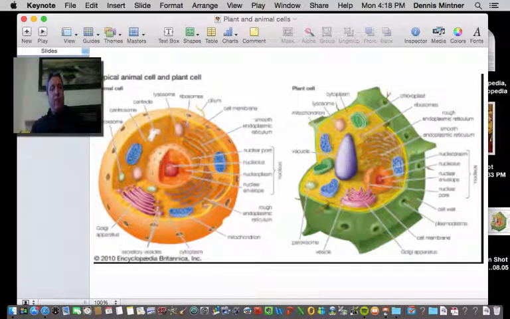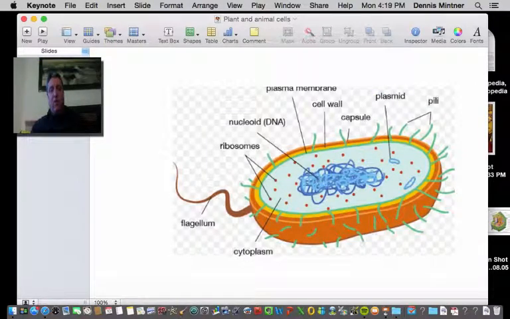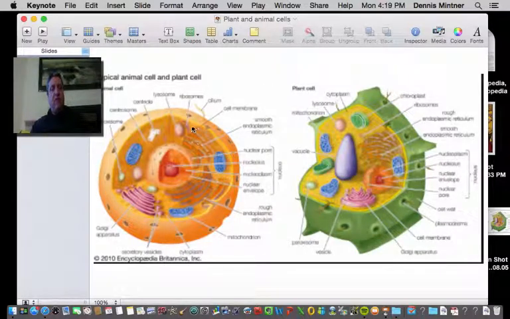So we have prokaryotes that have none of those things, and then we have eukaryotes that have a lot of similarities, but plant cells have slightly different, more things that the animal cell doesn't have. I hope this is helpful.